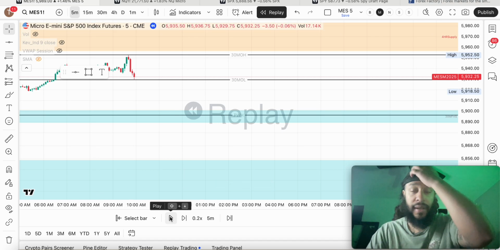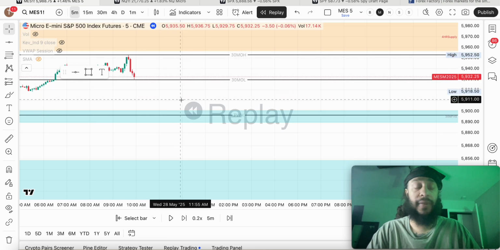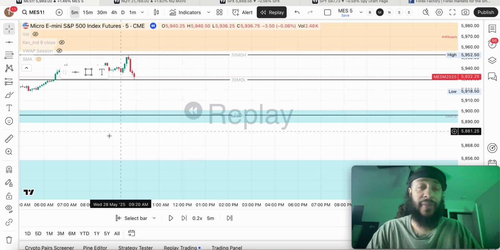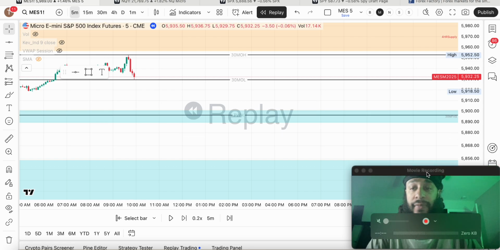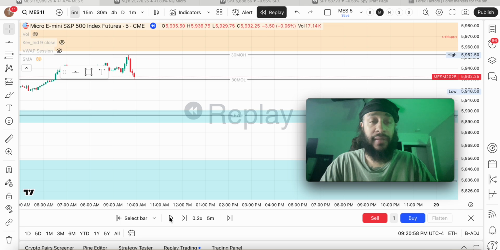So what I'm waiting for is either a break above the 30-minute open high or below the 30-minute open low. That will dictate my trade, whether I'm getting in a buy or a sell. Speaking of that, I gotta move myself. There we go. All right, let's play it out and see.